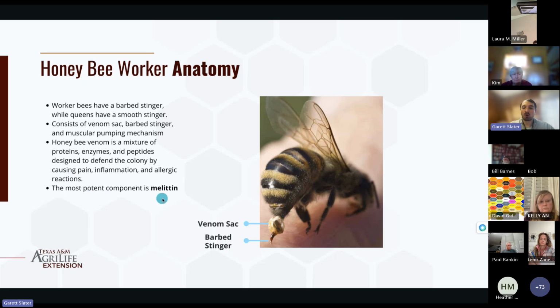But the most powerful part, which makes up 50 to 60% of the venom, is this melatonin. This melatonin is really what causes allergic reactions, swelling, and inflammation. It can change over time. If you get stung by workers in the winter versus summer, the venom has more of this melatonin, and you're more likely to have an allergic reaction. From my experience, it's a lot more painful to get stung in the winter versus the summertime, mainly due to this melatonin.